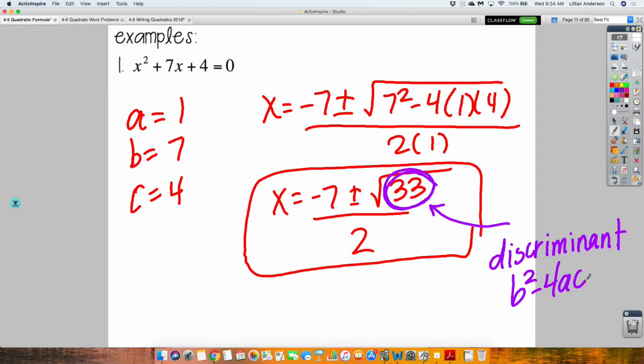The part underneath the radical, that b squared minus 4ac, is called your discriminant. Did you add it in? Okay. We're going to do another one on your desk. Actually, we're going to do a couple more on your desk, and then I'm going to give you your homework. All right? Let's do this one.